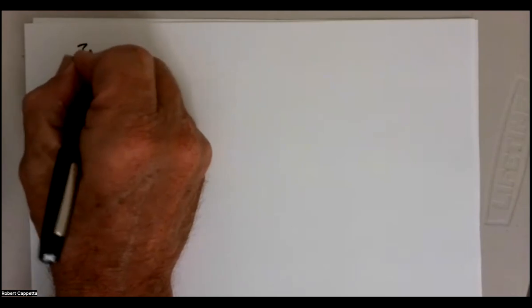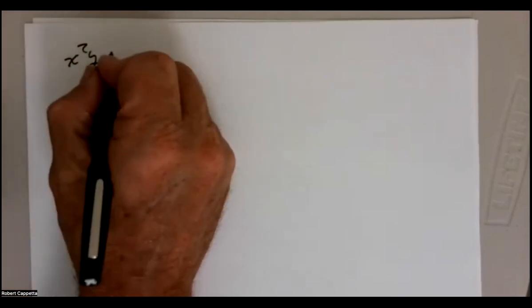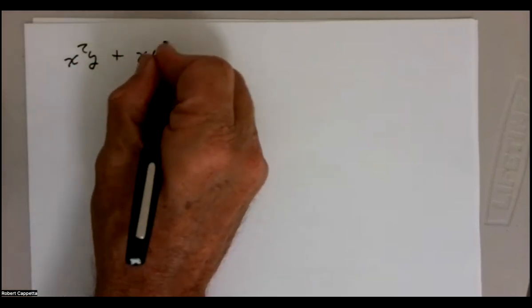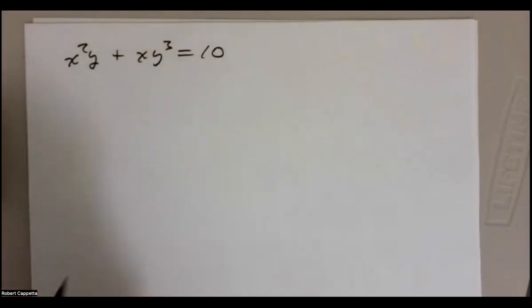What do we have next? This gets challenging with the computation, with the procedural work here. x squared y plus xy cubed equals 10. We want to find dy/dx. That's one of our goals here.